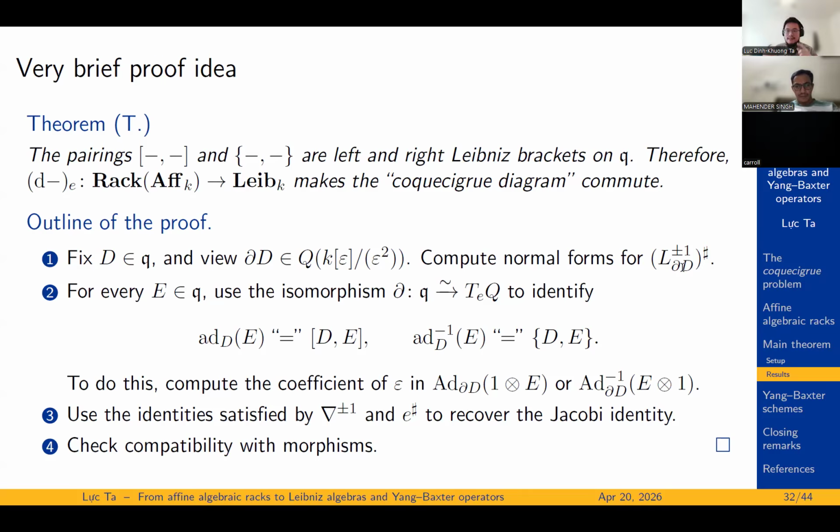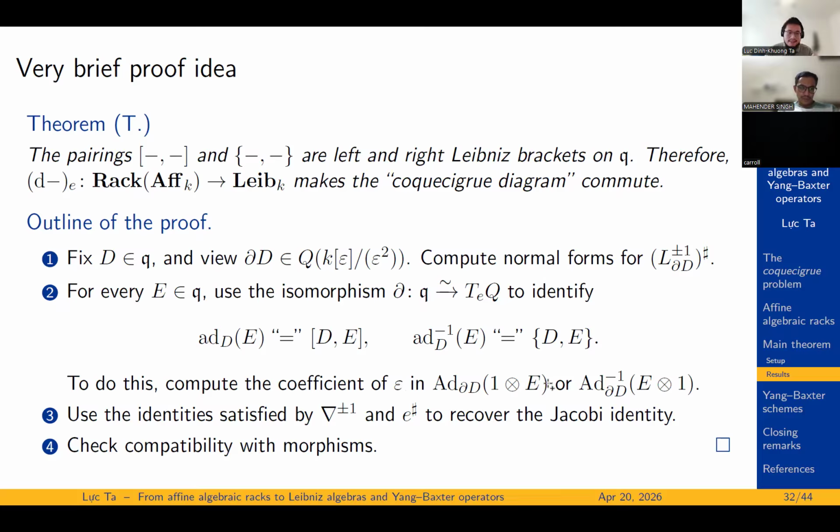And then, technically those are scheme automorphisms, and then you can look at the induced k-algebra automorphisms, which are L partial D sharp. So once you have normal forms for those, then we can try to use isomorphism partial to identify the adjoint representations we constructed earlier with the Leibniz brackets. I put quotes around here because we're needing to do a bit of identifications.